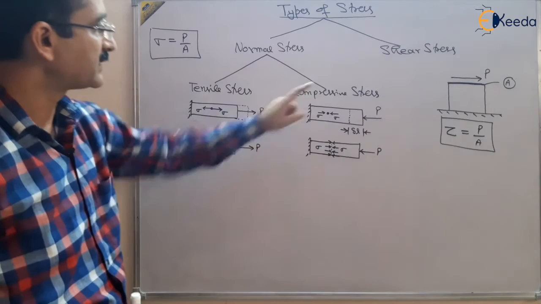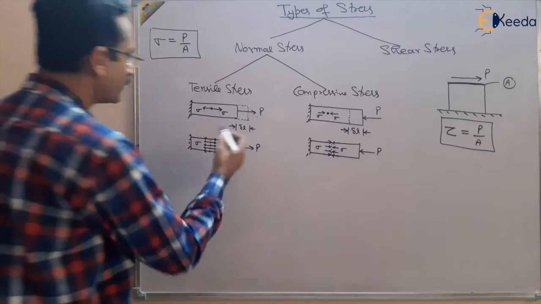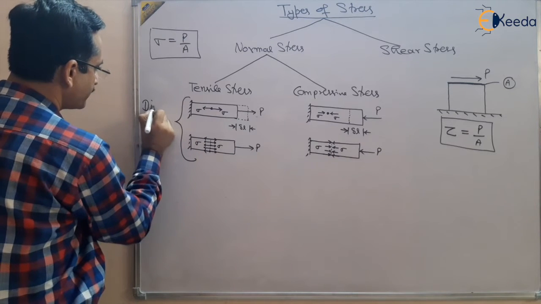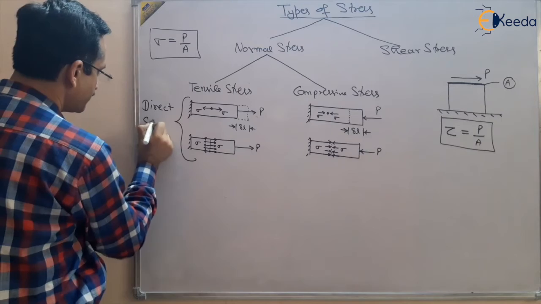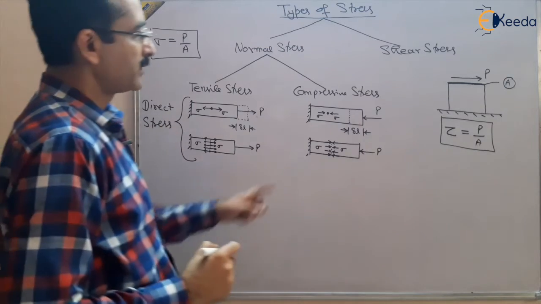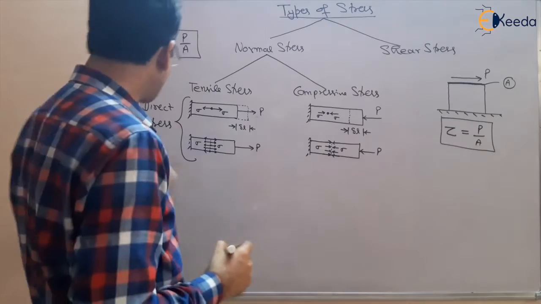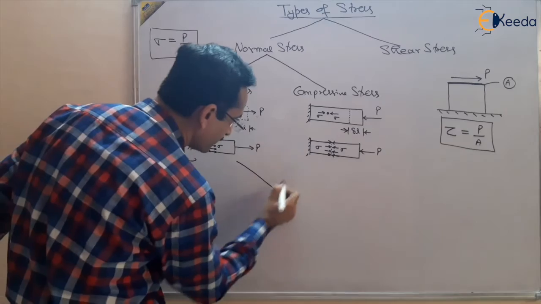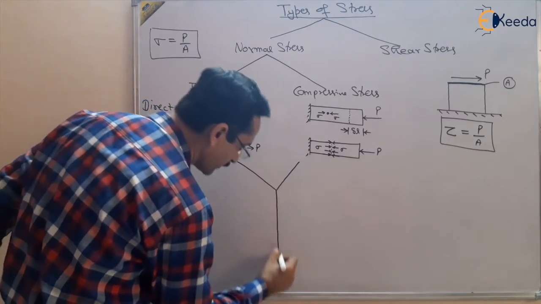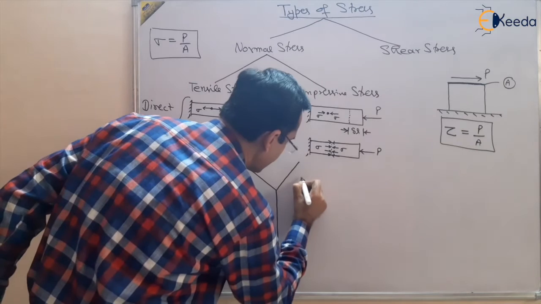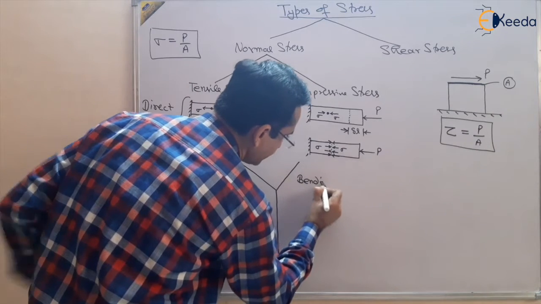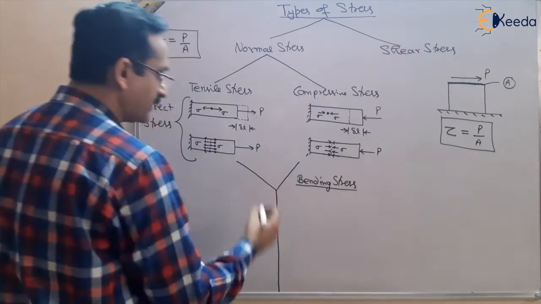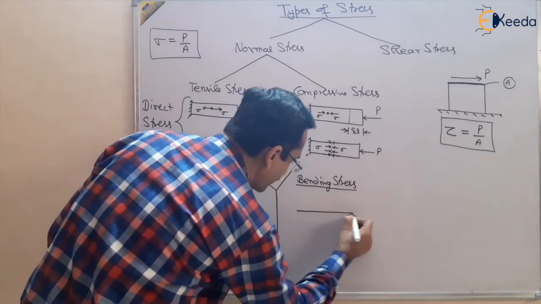Tensile and compressive stresses may be direct stresses, as we have shown here. These are direct stresses, and this is also direct stress, and we can also obtain tensile and compressive stress by bending a body. So I am showing here a picture of bending. This is bending stress. Bending stress is a separate chapter we will study later. What is bending stress? I will show it by a pictorial view.